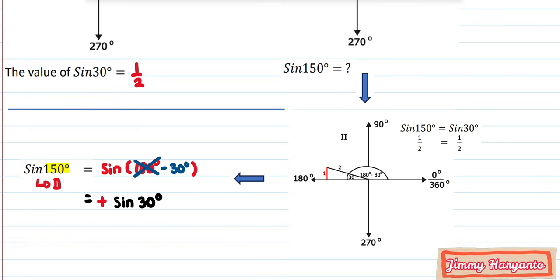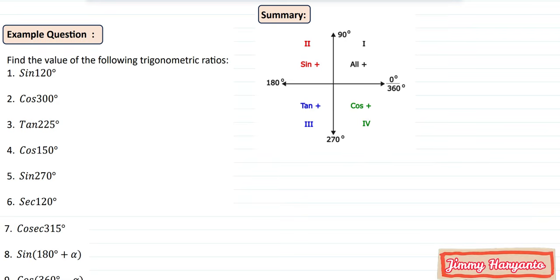Okay, let's take a look at another example. Example questions. First one is sine 120 degree. The easiest way to solve this type of question is to determine the quadrant first. 120 degree is in the second quadrant, and after you determine the quadrant, you have to determine the sign of the value, whether it is positive or negative.